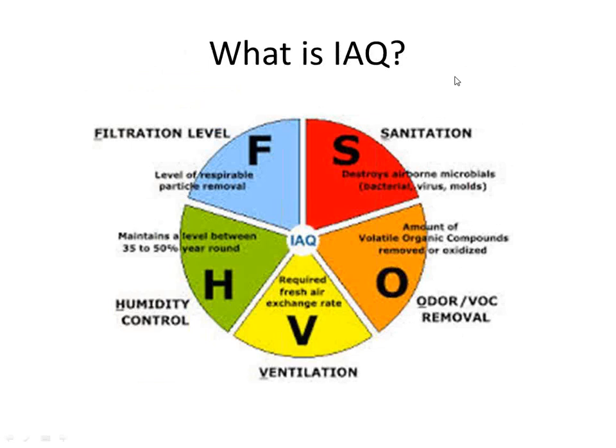Now, what is IAQ? It's really five things. We'll be covering four of them today. It's the filtration level, that's the level of particle removal that you can breathe. There's a sanitation level that talks about pathogens, you see bacteria, viruses, and mold. There's VOCs. There's ventilation air. And there's humidity. We won't talk about humidity today, but we're going to cover the particulate level of filtration, sanitation, and the VOCs in a little bit more depth. And we're going to talk about some ventilation rates.